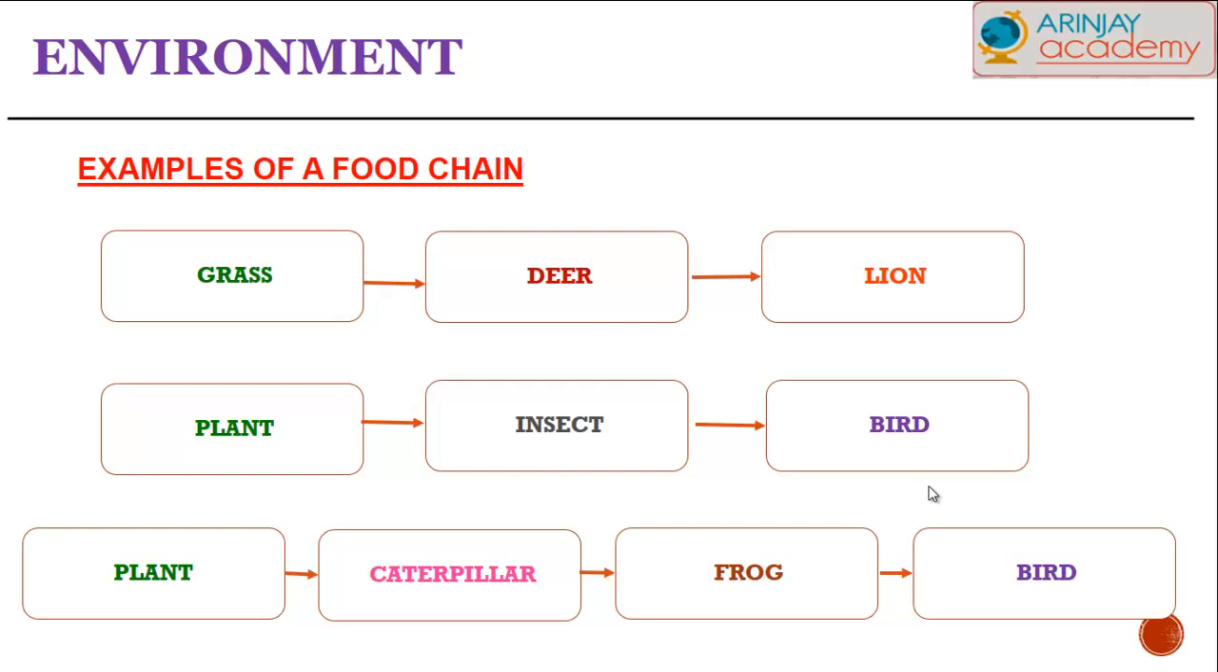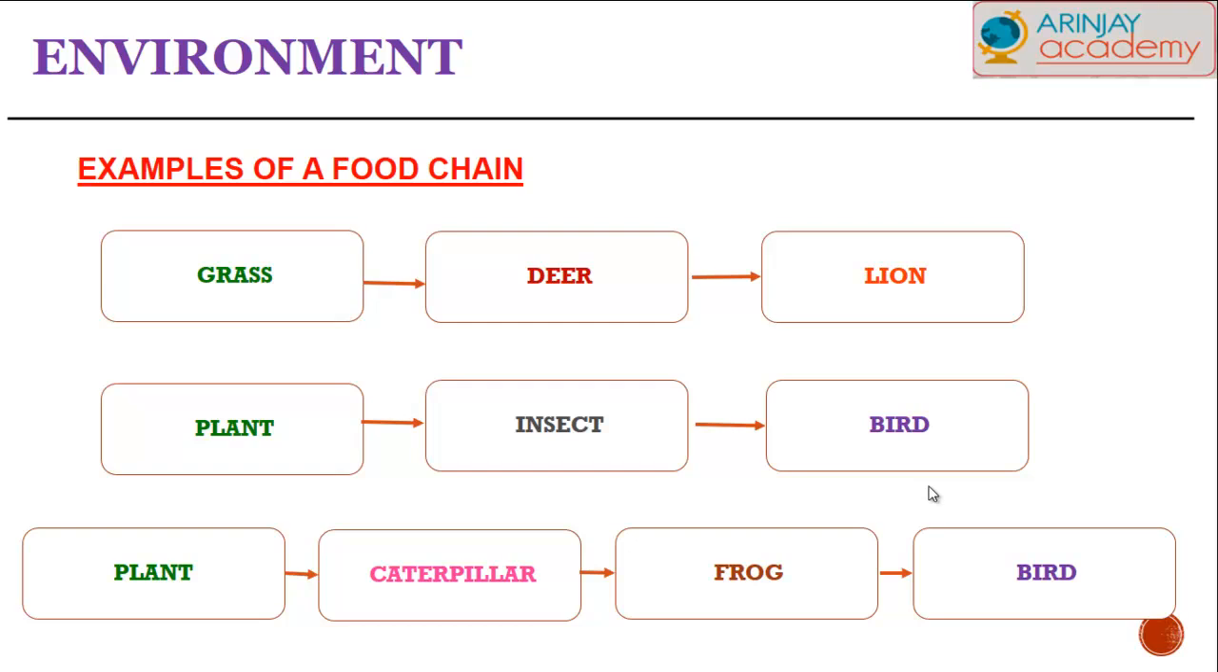Have a look at the diagram. The first one shows grass, the producer. Deer is the consumer being again consumed by a lion. The same applies for the second diagram. The third diagram shows plant, the producer, being consumed by a caterpillar, which is in turn consumed by a frog, which again in turn is consumed by a bird.